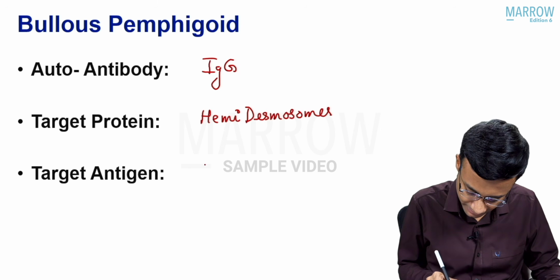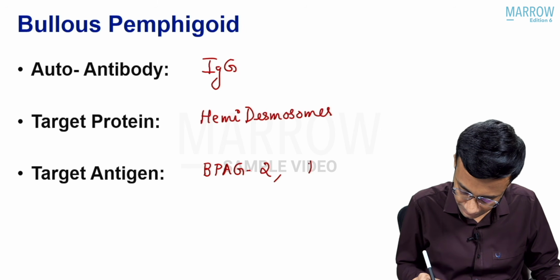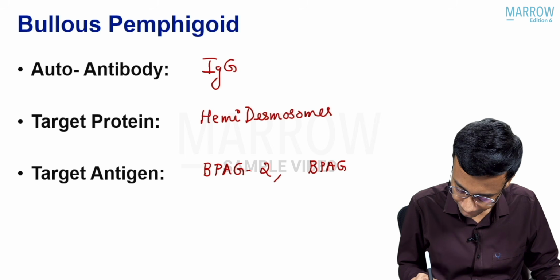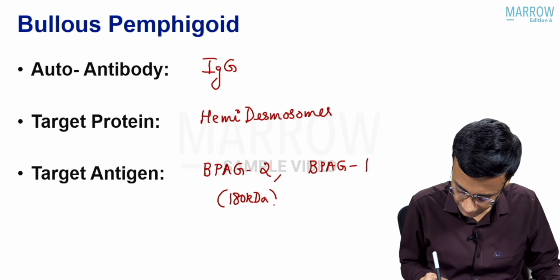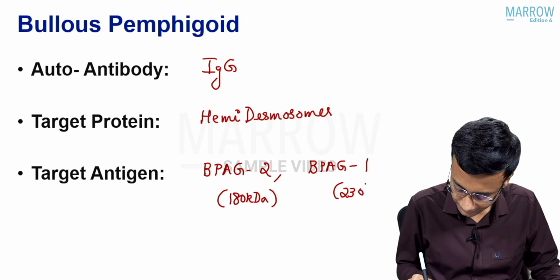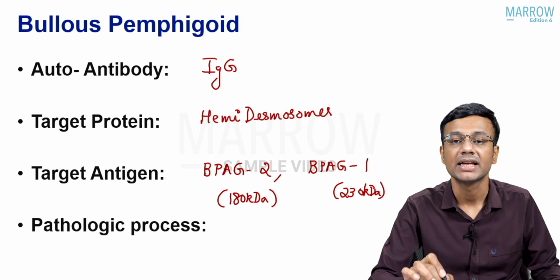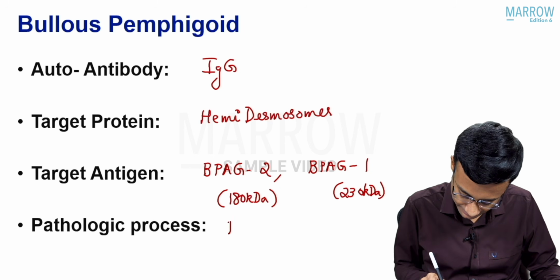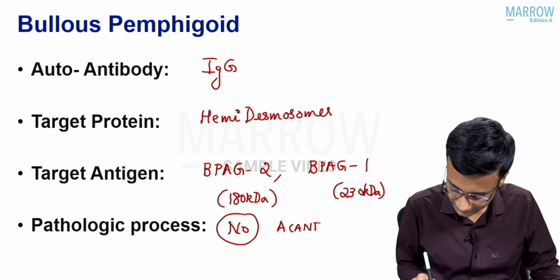And the target antigens over here are BPAG2, BPAG1. So this is 180 kilodaltons and this is 230 kilodaltons. And please remember, when this process is happening, there is no acantholysis. Very, very important. There is no acantholysis which is happening.